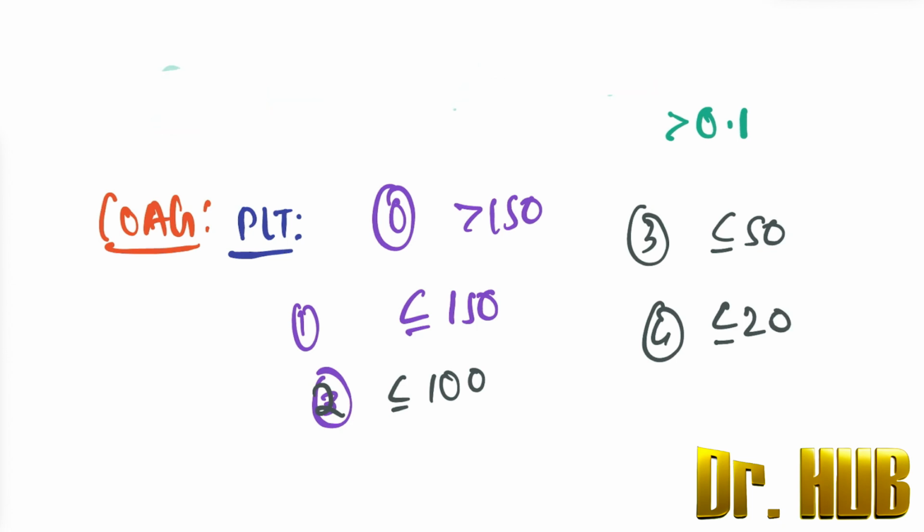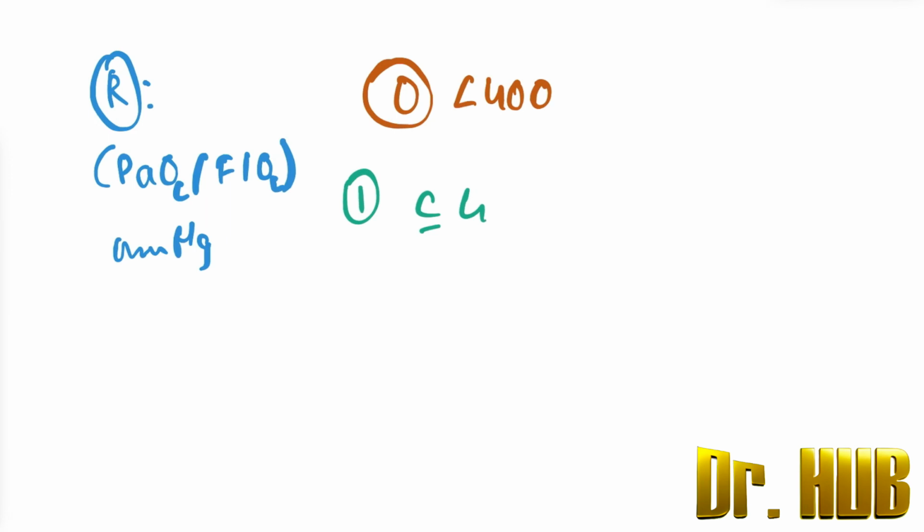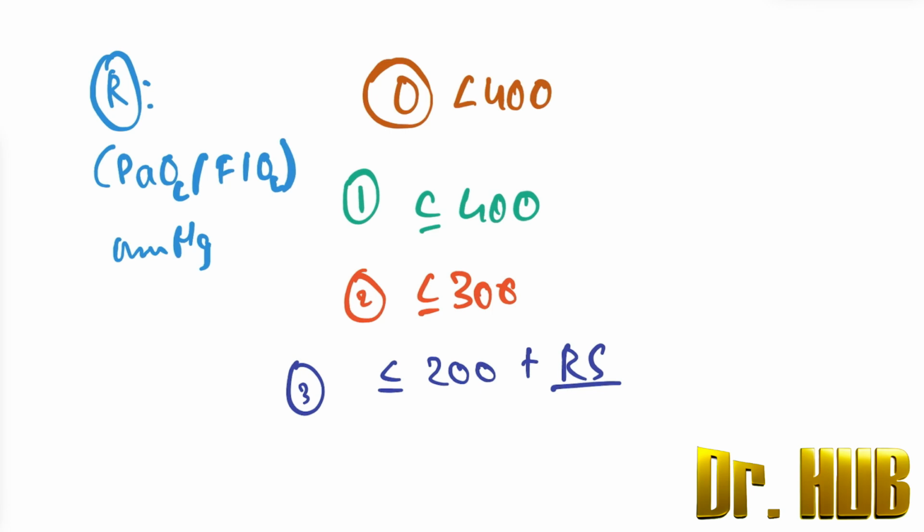Now let's move on to the respiration. Here in respiration, the measure is PaO2 over FiO2, in mmHg. A score of 0 means it is greater than 400. 1 means it is less than or equal to 400, and 2 means it is less than or equal to 300. 3 indicates it is less than or equal to 200 with respiratory support. And 4 indicates it is less than or equal to 100, again with respiratory support.